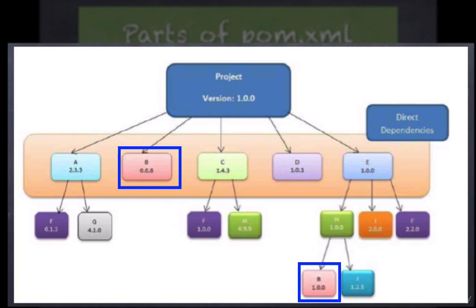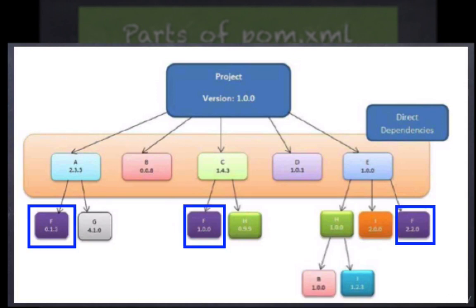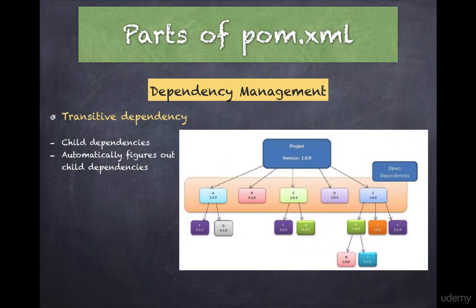Now look at the three versions of dependency F. They are 0.1.3, 1.0.0 and 2.2.0. All three dependencies are at the same depth. Now in this scenario, Maven will use the first found dependency, which would be 0.1.3 and not the latest 2.2.0 version.